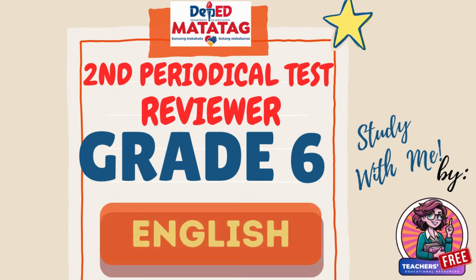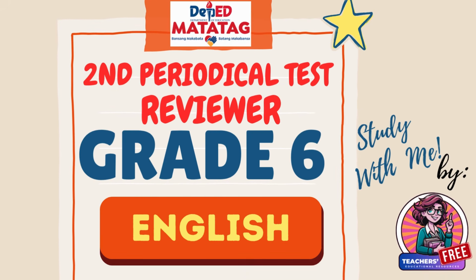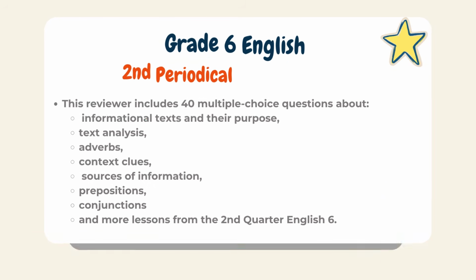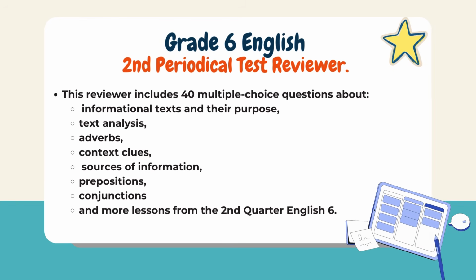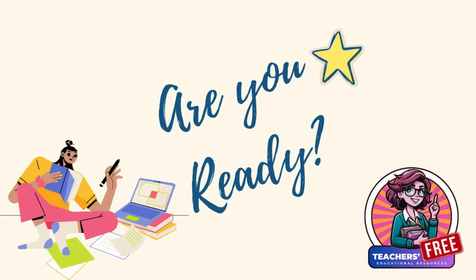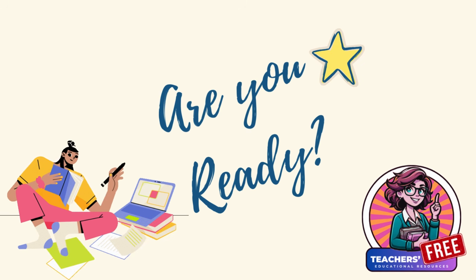We now present you our Grade 6 English 2nd Periodical Test Reviewer. This reviewer includes 40 multiple-choice questions about informational texts and their purpose, text analysis, adverbs, context clues, sources of information, prepositions, conjunctions, and more lessons from the second quarter English 6. Each question is simple, clear, and based on real-life examples, perfect for checking what you've learned this quarter. Let's get ready and review together for your second quarter English test.